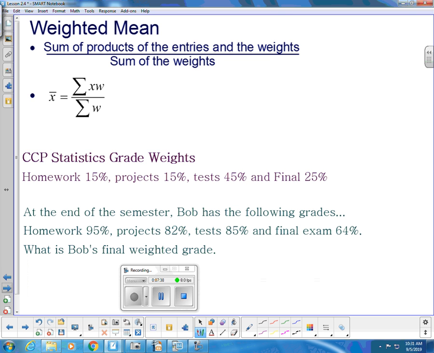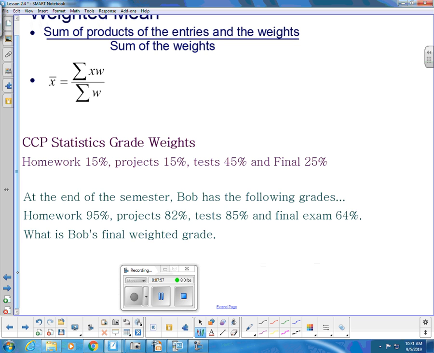So this is important for you to know because you're graded as a weighted mean. Okay, so our CCP stats grade weights. Homework is 15%, projects is 15%, tests is 45%, and your final is 25%. So at the end of the semester, notice it's got the sigma notation, X times W. W is the weight. And you have the sum of the weights on the bottom. This is also how you find your grade point average, which we'll do an example like that as well.